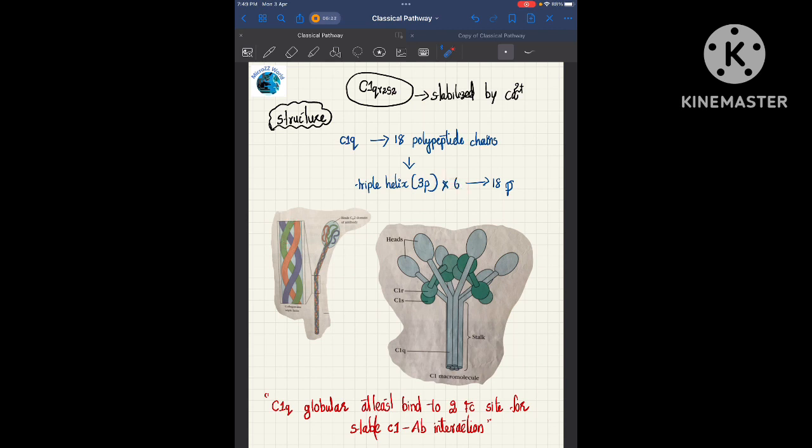A single triple helix looks like this, almost like our collagen structure. Collagen is also a triple helix structure, right? So it's similar to our collagen molecule. It forms a triple helix.